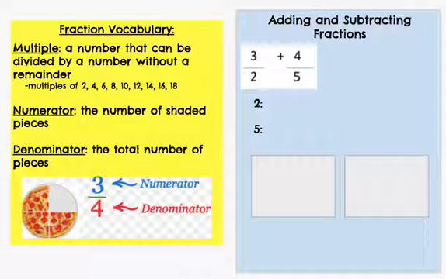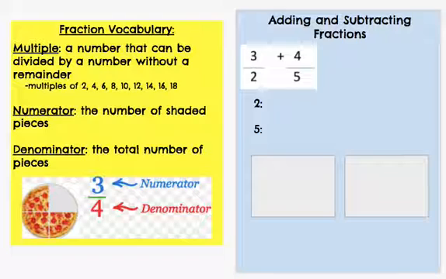Our focus this week is going to be on adding and subtracting fractions. Our content objective for this lesson is that the best mathematicians will be able to add and subtract fractions with uncommon denominators. There are 3 vocabulary words that we need to know before we can begin our lesson.